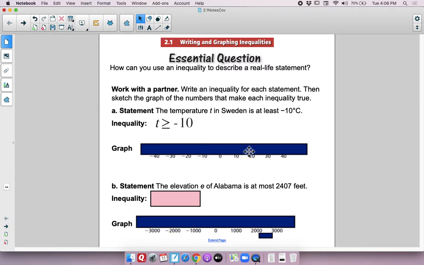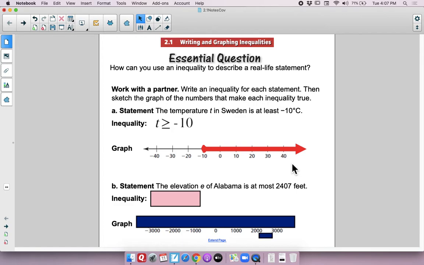If it's inclusive, in other words, including negative 10, would it be filled in or not filled in? Hopefully you said filled in. And then think about where would the numbers be that are bigger than negative 10? They would be to the right on the number line. So it would be all these. If I ask you how many solutions are there to this inequality, you would say there's an infinite number, which is true because there's an infinite number of numbers on the number line that are greater than or equal to negative 10.